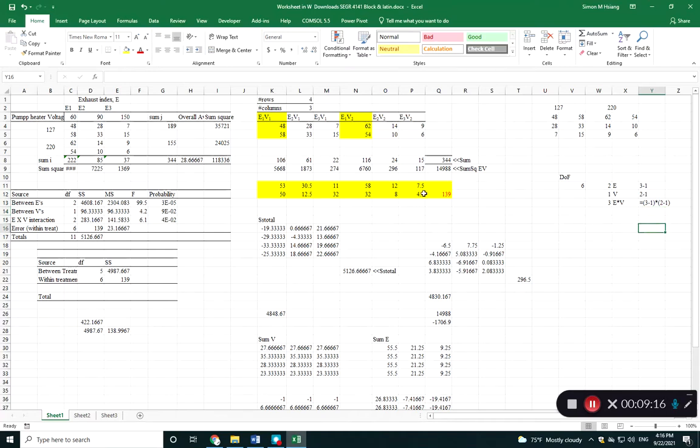So let's do that. Oh, I'm sorry, here should be 5. It's 6 minus 1, equal to 5, because I have 6 treatments, 6 minus 1. So now let's do it manually.